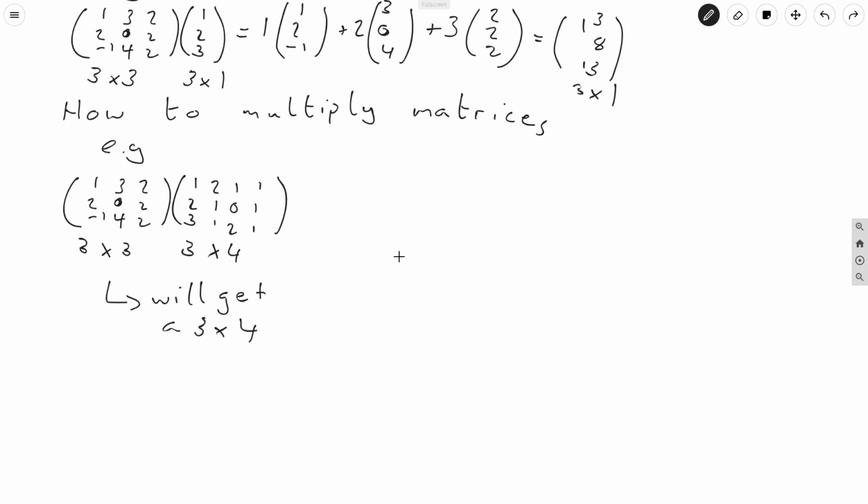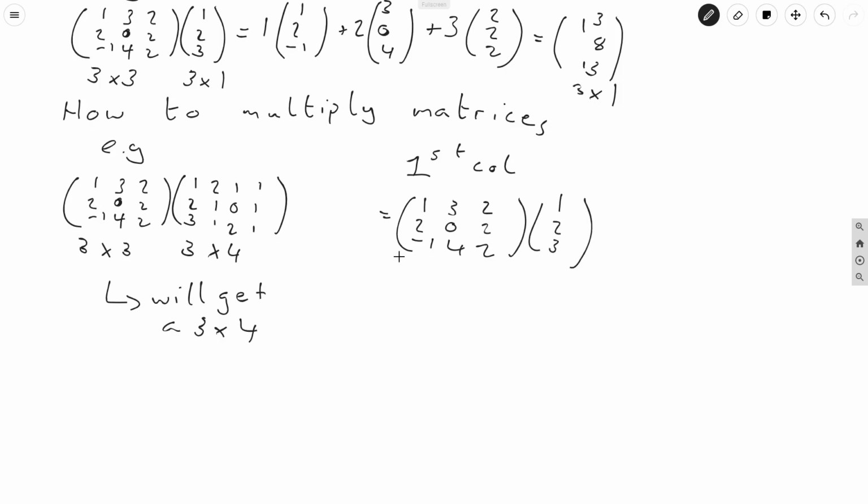But how do we do this? This means that the matrix will have 4 columns, so we just work out each column individually. How do we work out each column individually? Well, we'll write down the first column, and we'll say that this is equal to the matrix 1, 2, minus 1, 3, 0, 4, and 2, 2, 2, multiplied by 1, 2, 3.